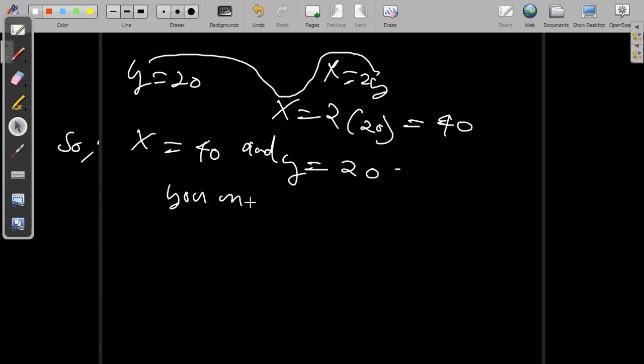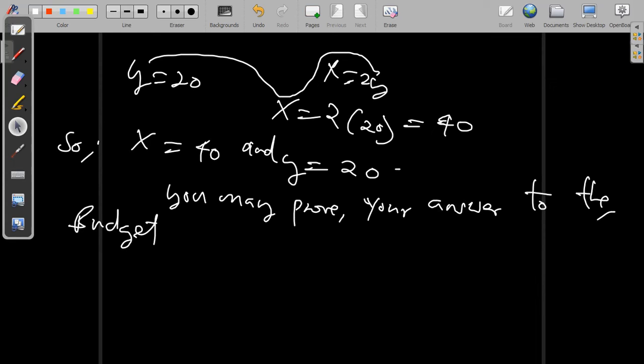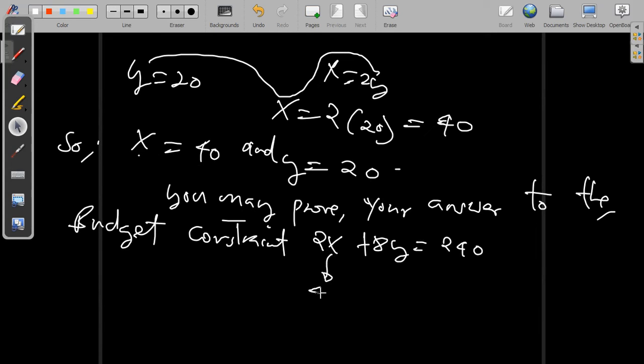These are the consumption bundle that maximizes the utility. So you may prove your answer by taking these values, this quantity of x and y, and plug in again to the budget constraint. So you could obtain the total income, that is 240, since a consumer cannot spend more than his income. So 2x, when you plug in the 40, and you plug in 20, you'll obtain the answer, that is 240. So it will bring the same answer, the income, that is 240.